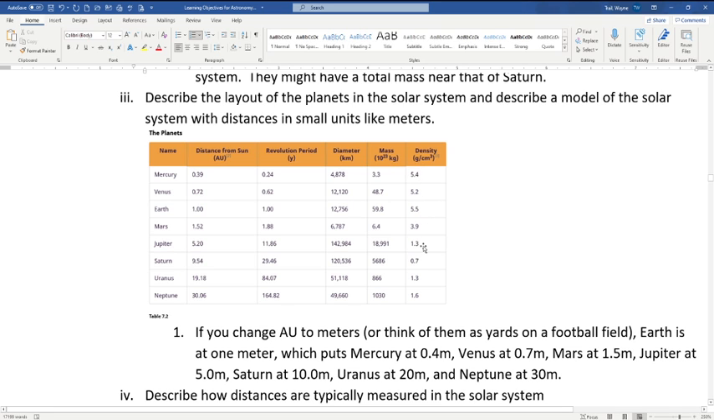But look down here at Jupiter, Saturn, Uranus, and Neptune. They're all closer to 1. They're all closer to the density of water. And so the Jovian planets, the large outer planets, are definitely chemically different than the inner planets.